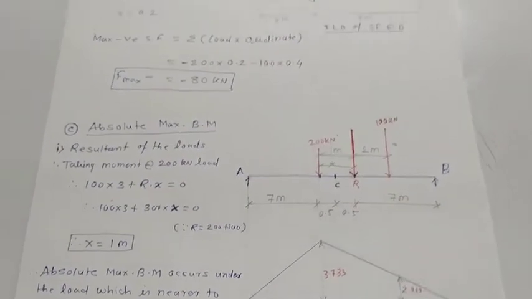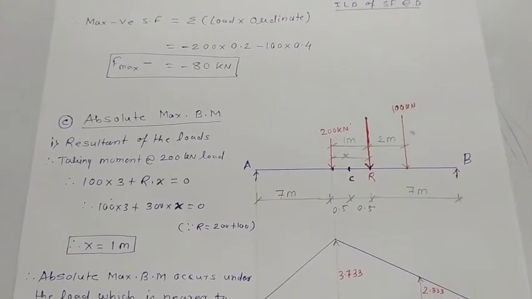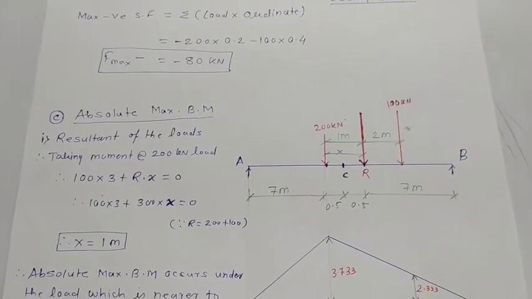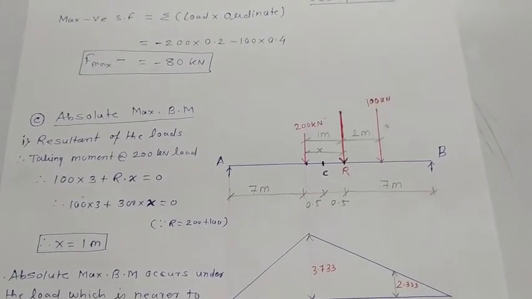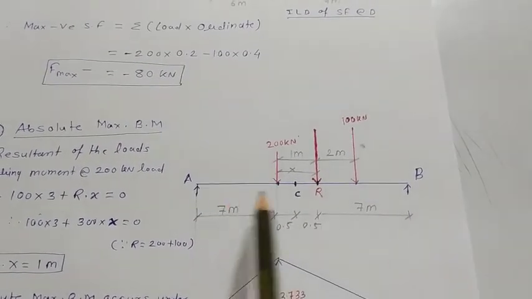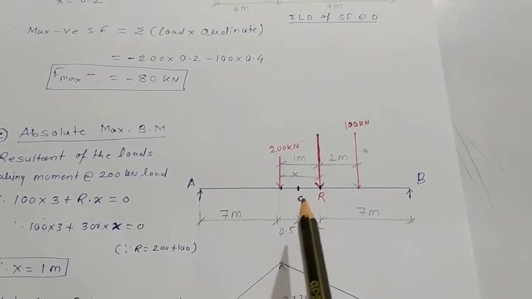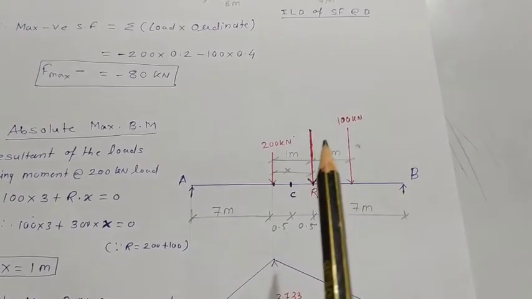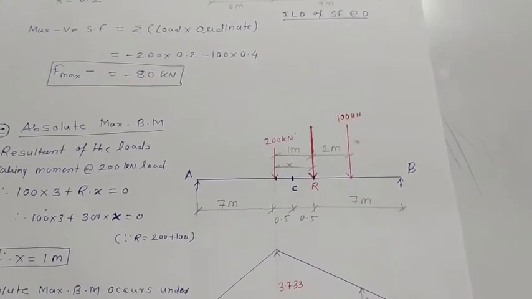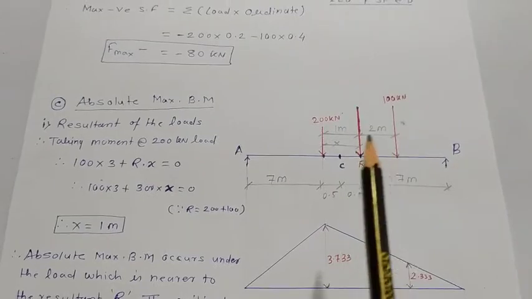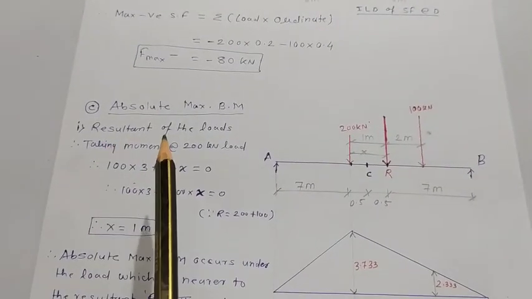Now in this problem, we also have to find the absolute maximum bending moment. The absolute maximum bending moment will be calculated near the mid span. Our total span is 15 meters, so point C is the center point of the beam. We first have to find the location of the resultant, where it will act. So first we will calculate the resultant force of the loading system.